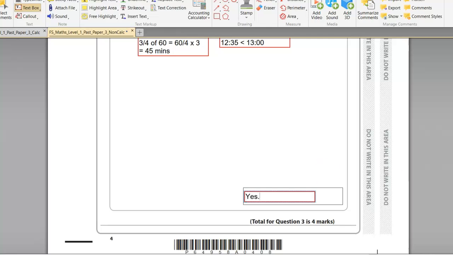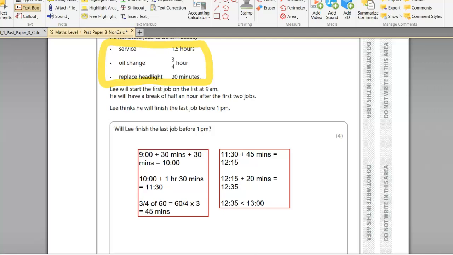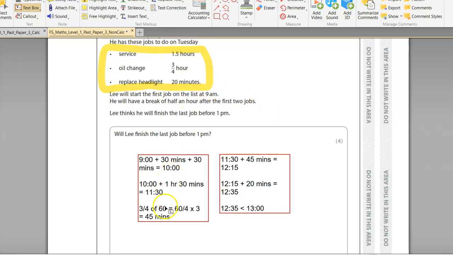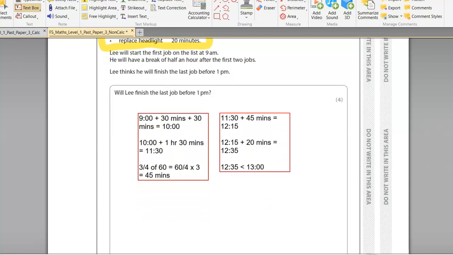So yes, he will. So when you've got a question like this, you just want to show, bit by bit, add in the different bits of time on. So don't try and do it all in one go, just do it bit by bit. And as long as you know how many minutes are in an hour, half an hour, 3/4 of an hour, etc., you'd be absolutely fine.